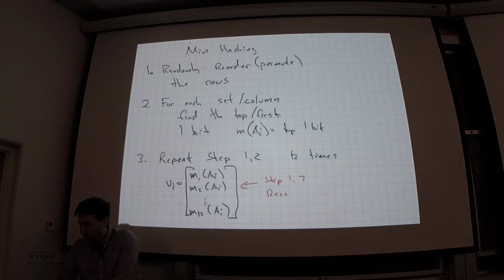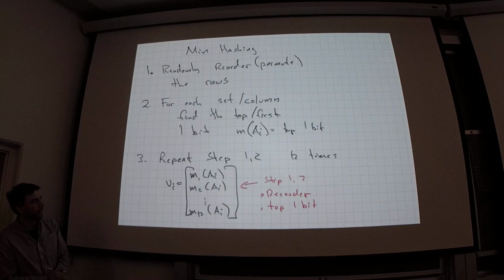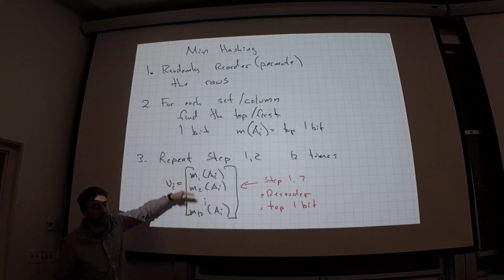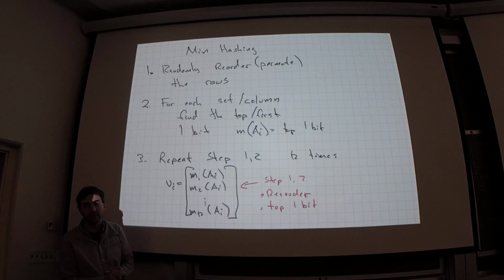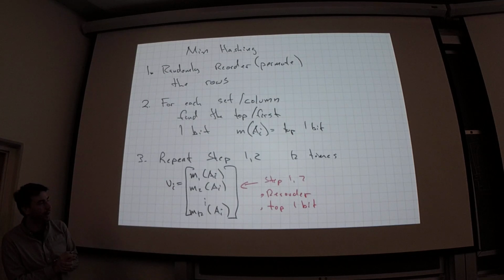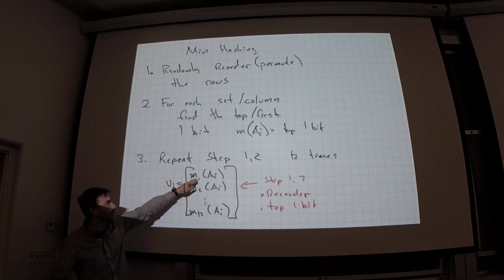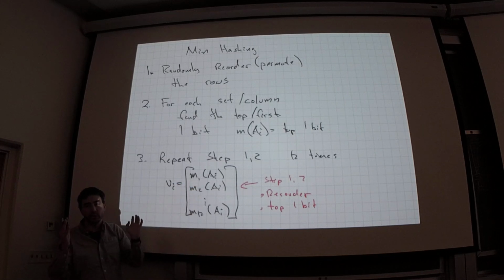So reorder and top 1 bit. Each row is steps 1 and 2, and we get k rows for each of the vectors. So it's going to be these three steps, and I'll go through an example. Each one is done independently of the others. Each one is giving us a coordinate of this vector, and this will be our new representation.